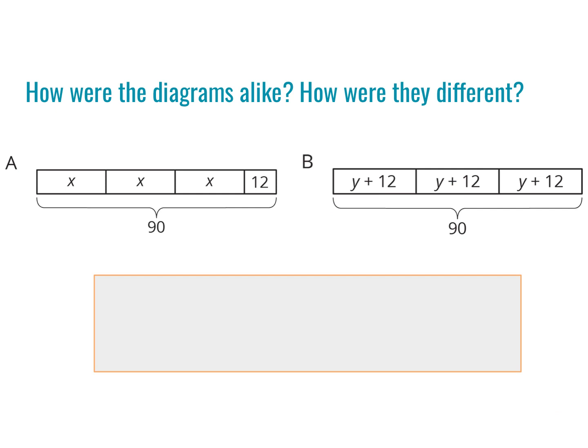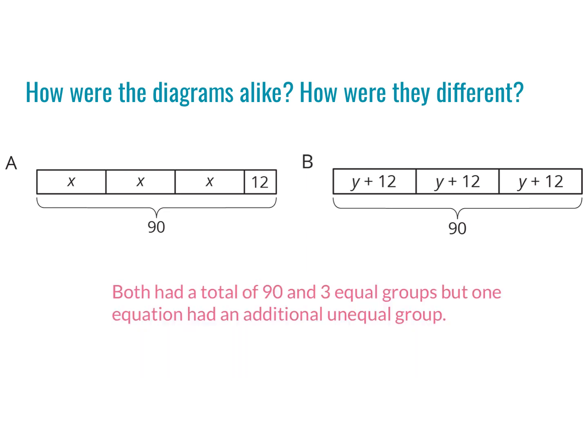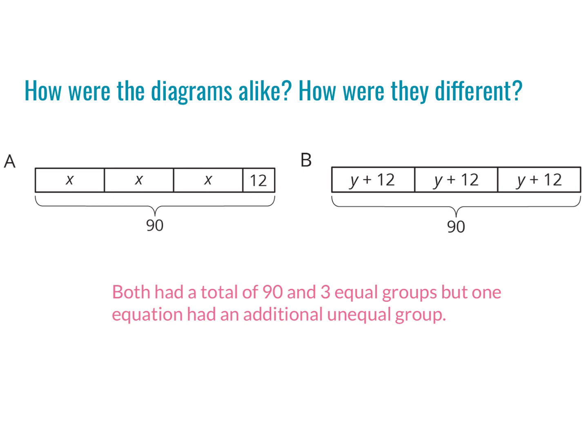Okay, so if we want to think about how these diagrams are alike and how they are different, go ahead and take a minute to think about that, and then we'll talk about it. If you look at these 2 diagrams, they both had a total of 90, and they both had 3 equal groups in them, but one of them had an additional unequal group, this 12 over in this first diagram right here. So that actually had 4 groups, but 3 of them were equal.